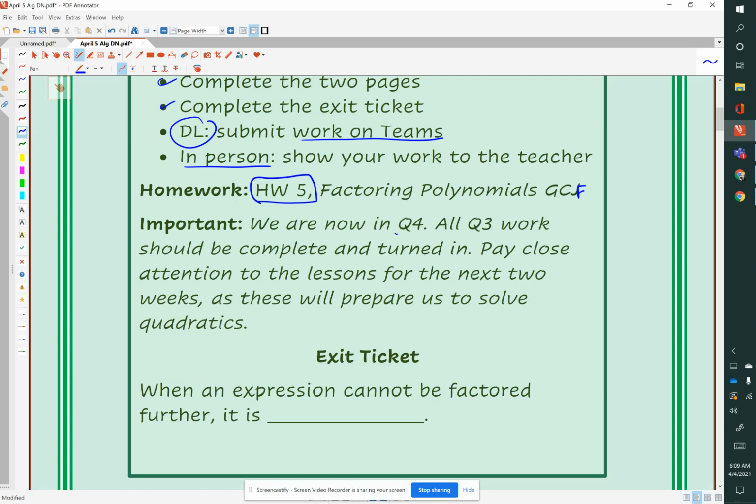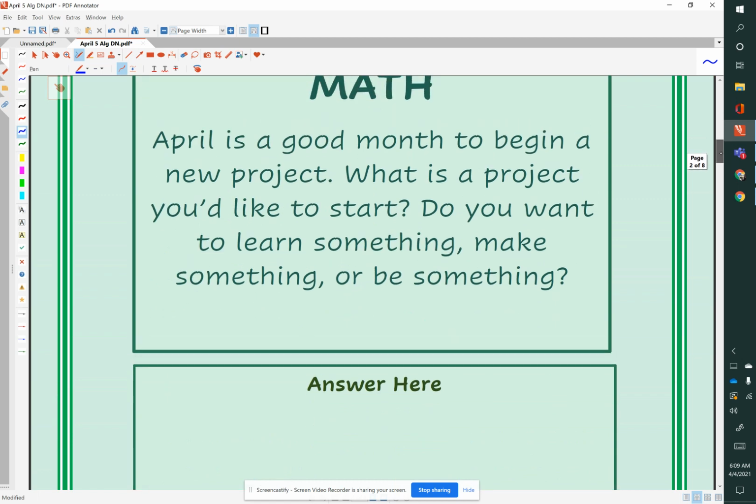So important. We are now in the 4th quarter of our year. All quarter 3 work should be complete and turned in. Pay close attention, students, to the lessons for the next 2 weeks, as these are the lessons that will prepare us to solve quadratics. And I always tell you, to the extent that you can do this factoring, it will help you be very successful with quadratics when we get there. So we'll come back to our exit ticket in a minute, but first our Do Now.